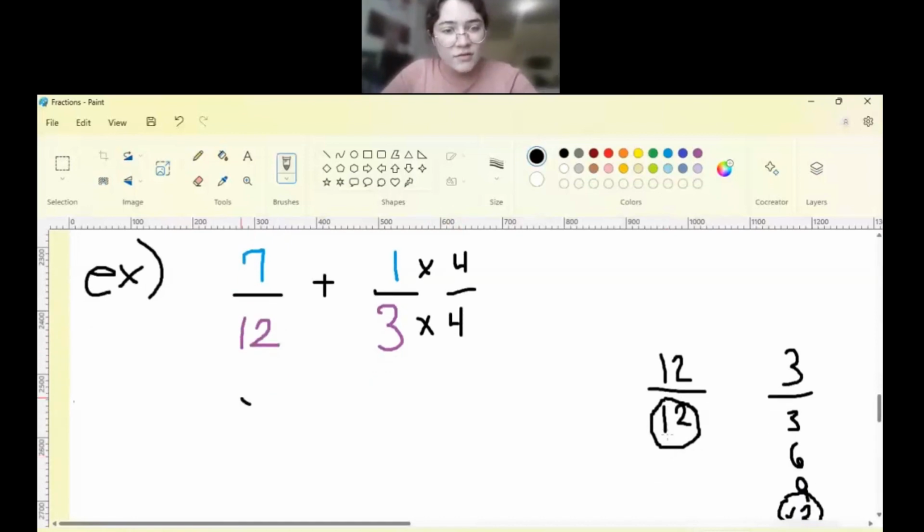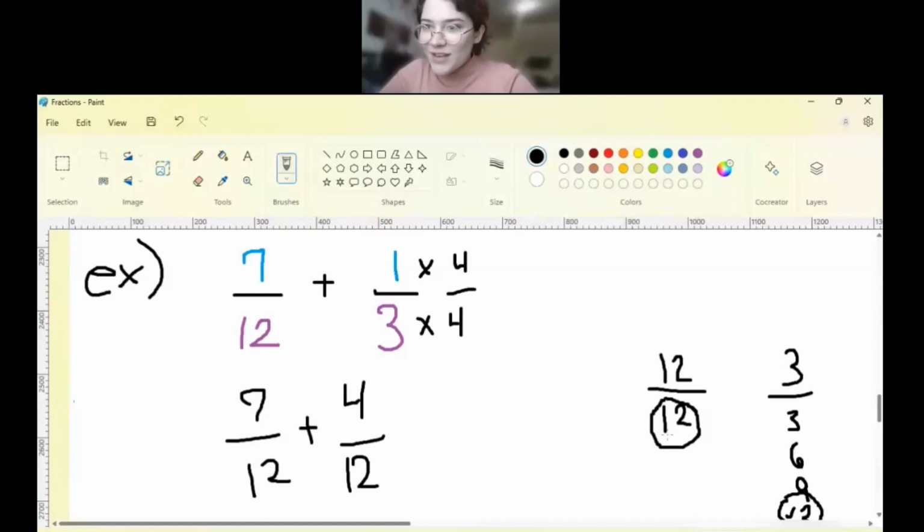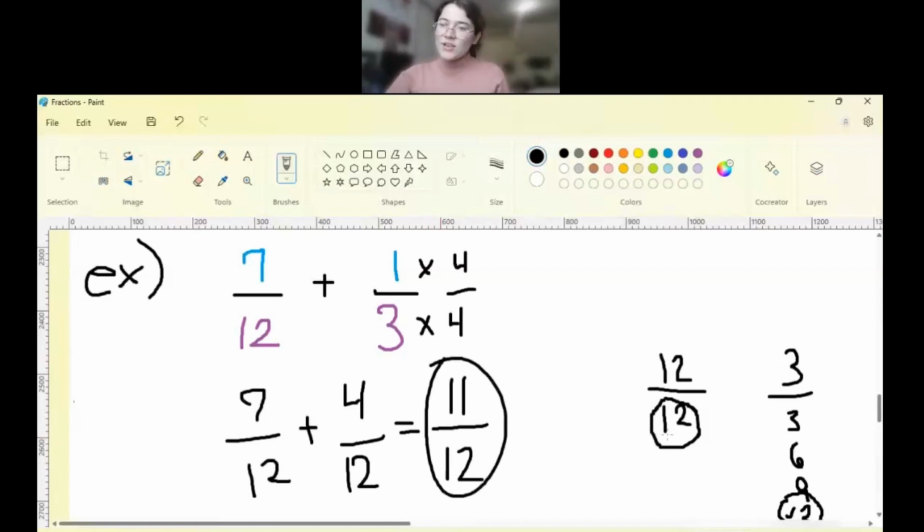So let's rewrite it below. 7 out of 12 plus 1 times 4 is 4, and 3 times 4 is 12. 7 plus 4, you got it, it's 11. And 12 stays the same because we have the same denominator. So it would also be 11 out of 12.